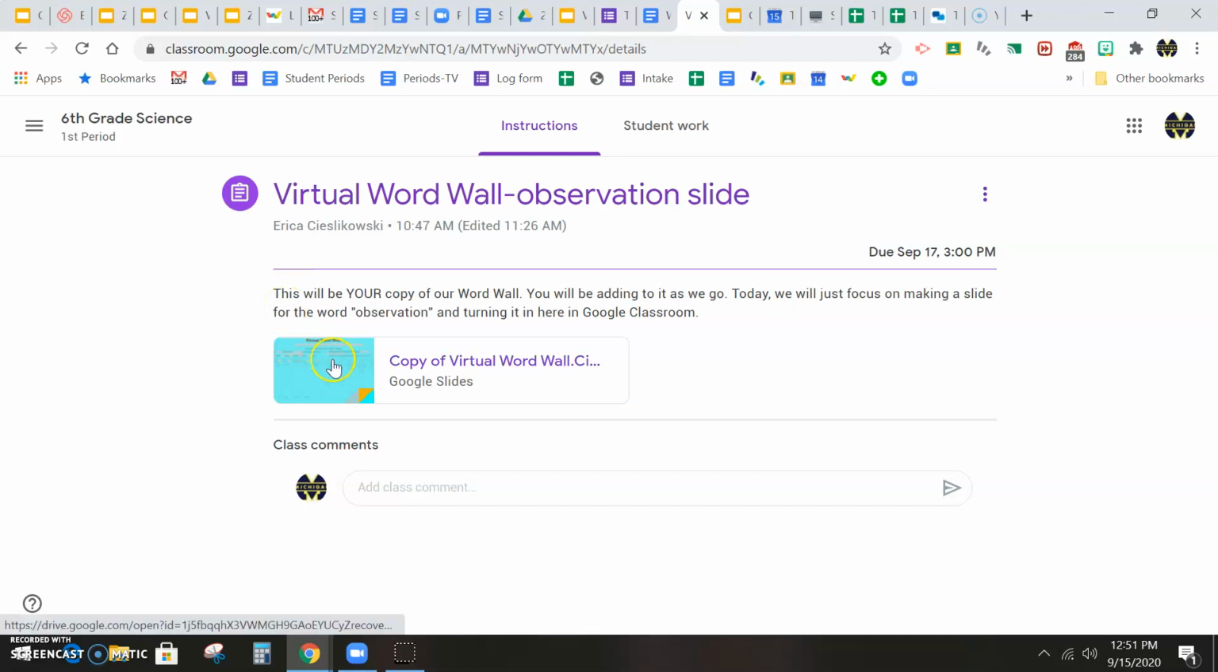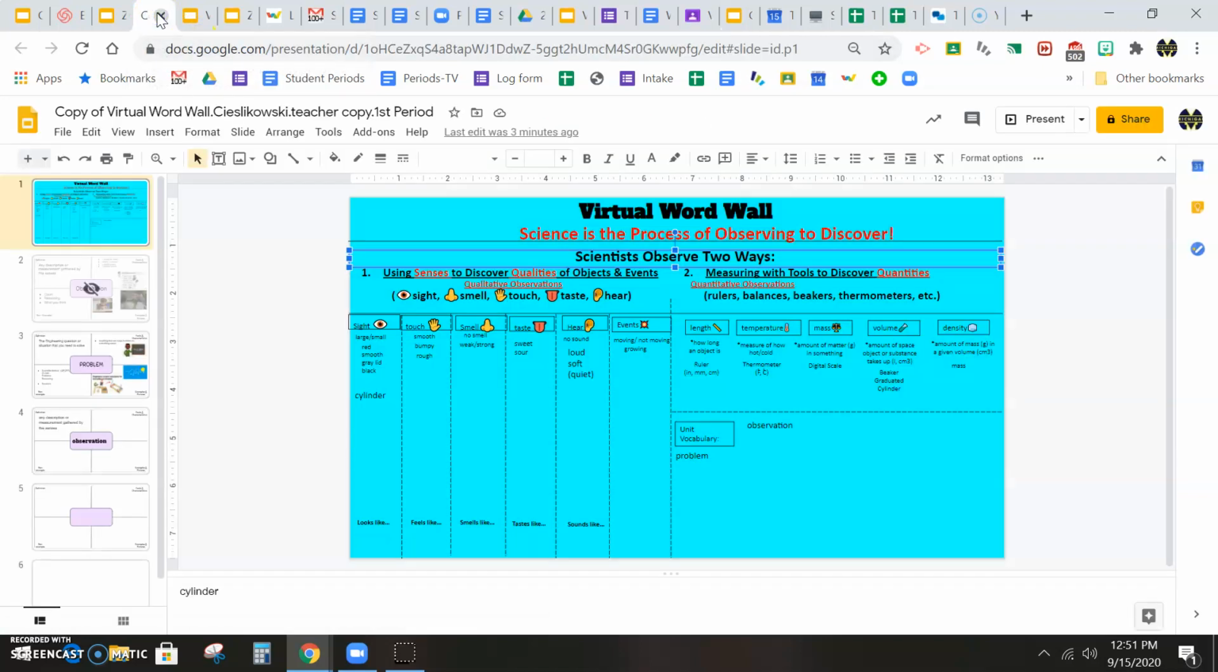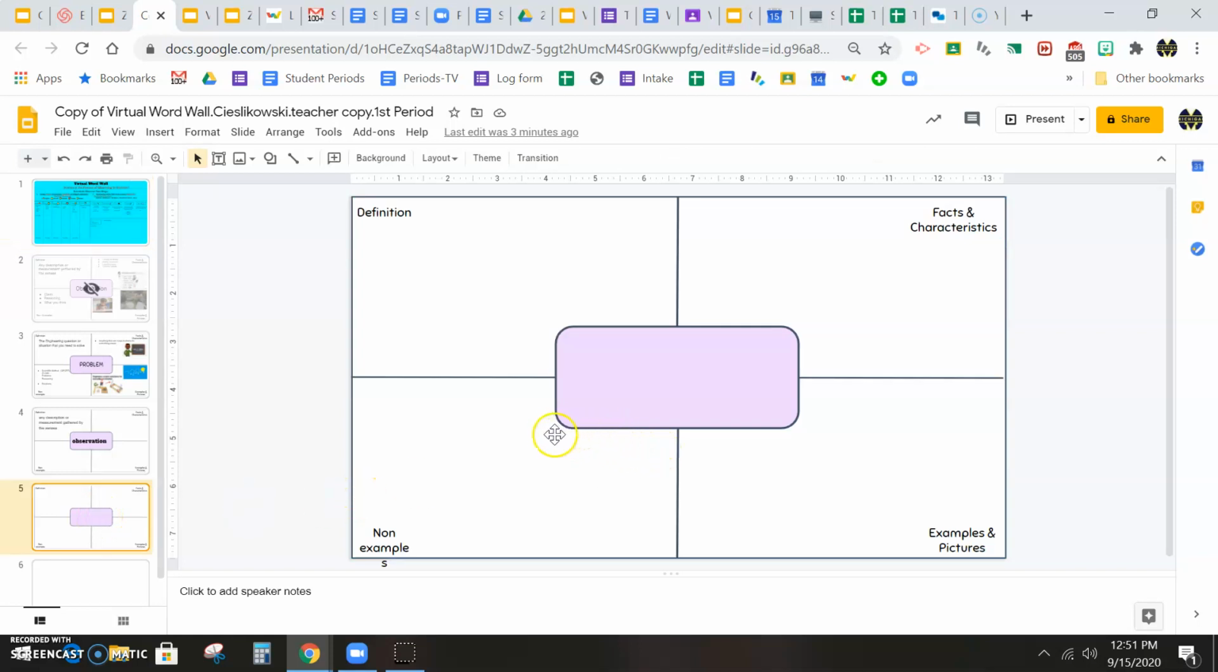It says this is going to be your copy of your word wall, and we're going to keep adding to it as we go. This week we are focusing on making one slide for the word observation and turning it in Google Classroom. So if I click on my copy, this is the teacher copy that we did together, and you can see it has some of those describing words that we came up with. And there's a blank slide that you will be adding to for the word observation.